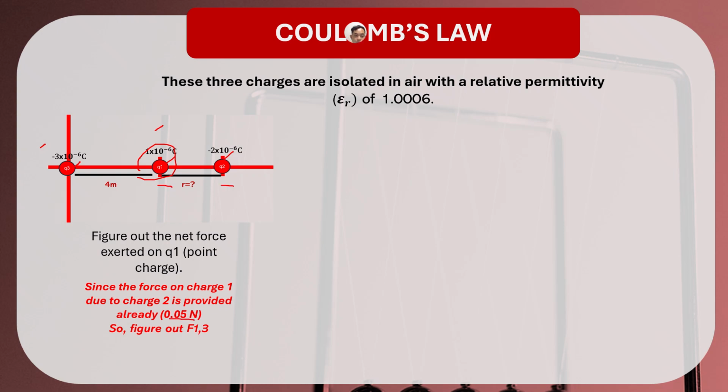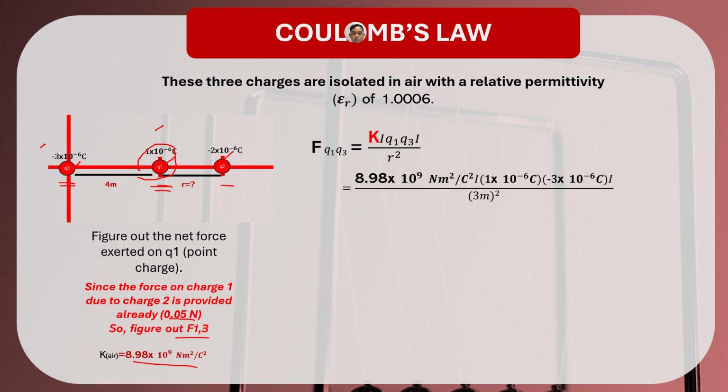The force on charge 1 due to charge 2 is 0.05 newtons. So we need to figure out the force on charge 1, again our point charge, due to the other charge nearby, charge 3. So we need to find the Coulomb's force between charge 1 and 3. Remember, the charges are in air, so we will use the Coulomb's constant in air as we calculated minutes ago. So we will be using the Coulomb's equation again, and then we will substitute the units perfectly.